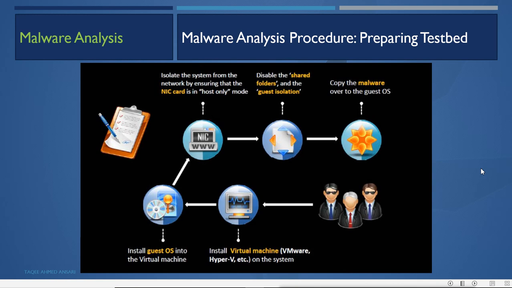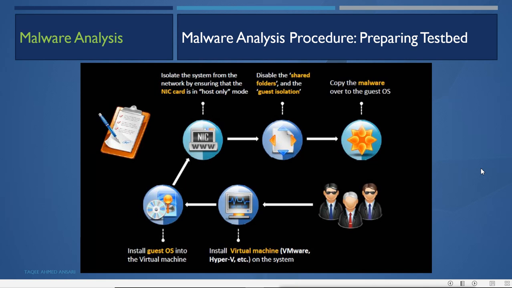Then isolate the system from the network by ensuring that the network card is set to host only or LAN segment. That means separate the virtual machine from the network, so that when we try to run these malwares, they will not infect other machines in our network. Maybe our other machines are important machines, so we don't want to infect those machines with this malware. So we should separate our virtual machine from the network.